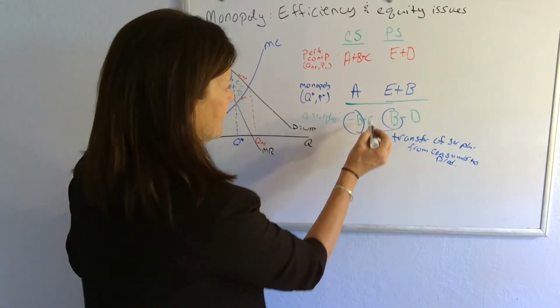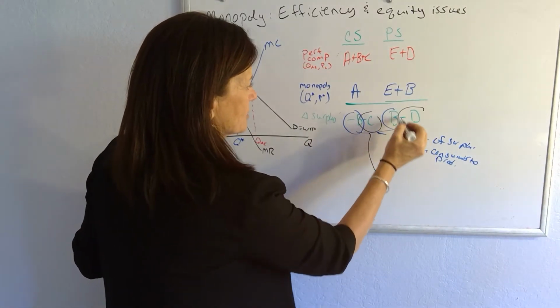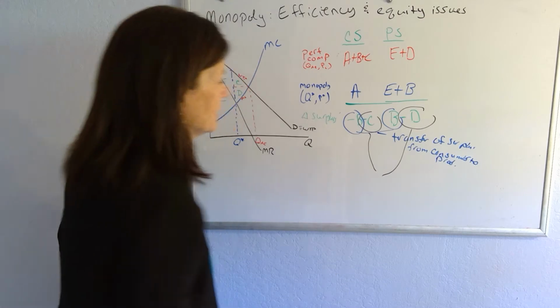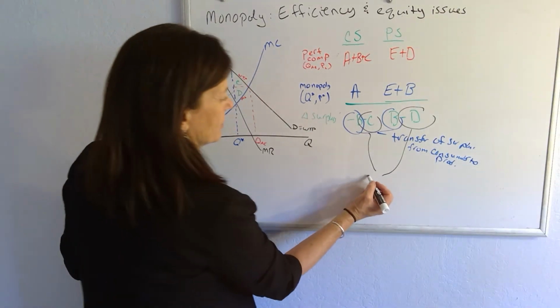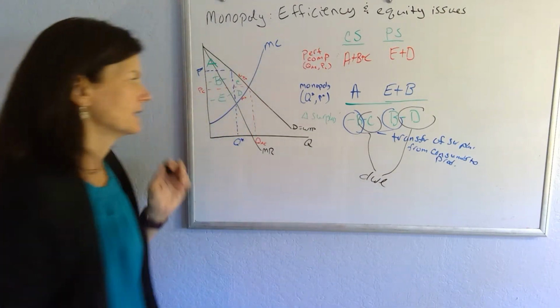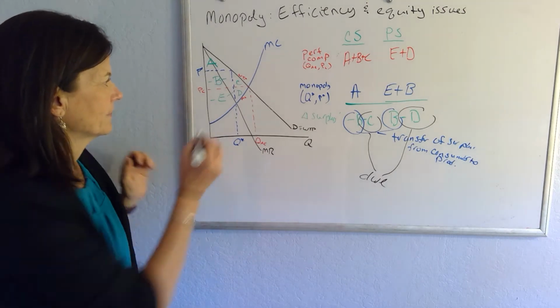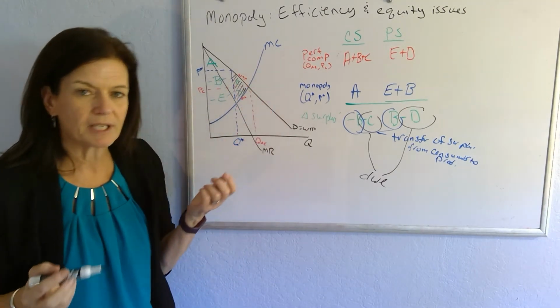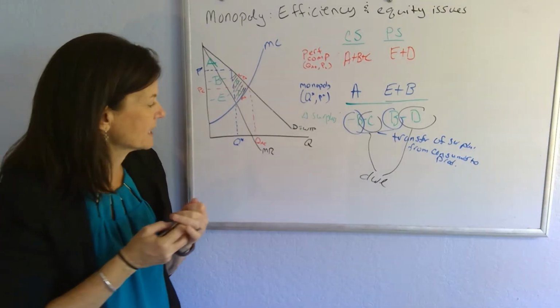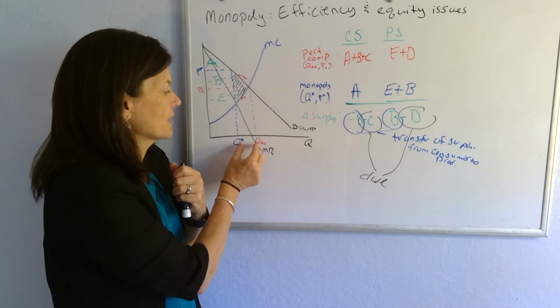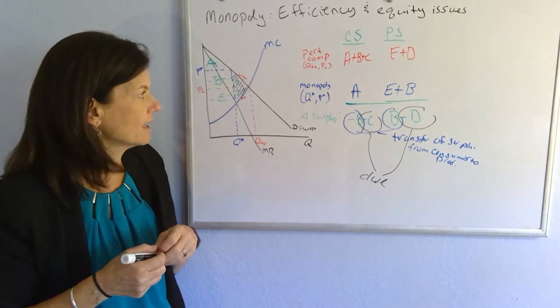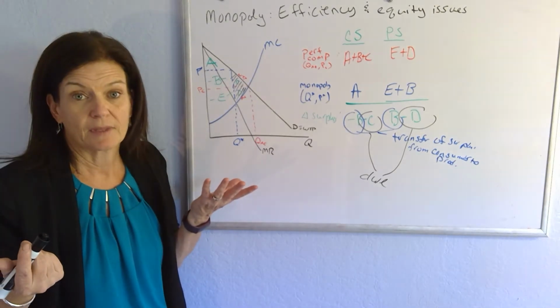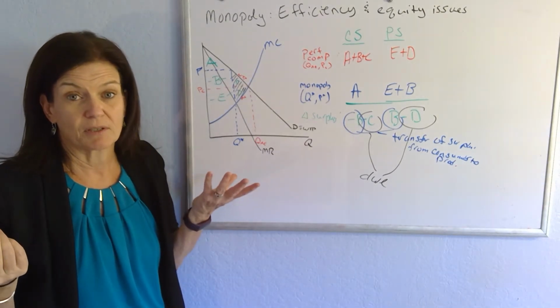The area C and area D, consumers lost C, producers lost D, and they didn't go anywhere. Those are deadweight loss. That is the potential surplus, those potential gains from trade that aren't realized because these units that are worth more than they cost to make from Q star to QAE, those units aren't getting made. And so that surplus just disappears.